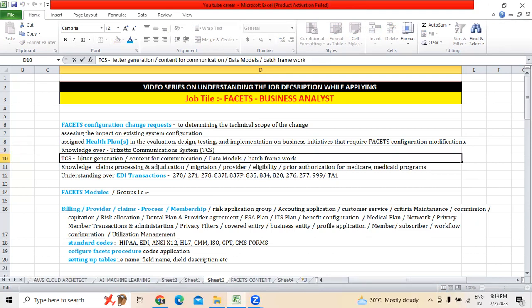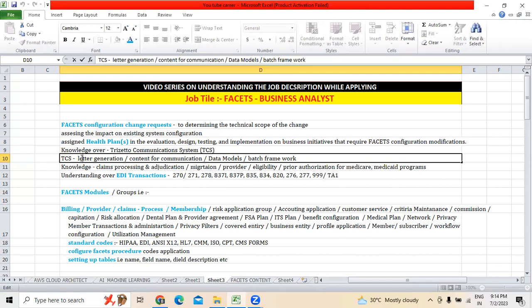Not only this, as I mentioned in the beginning, repeating the same, knowledge over claim processing and adjudication, followed by migrations that take place sometimes. Let's say, for example, organizations are using another application called QList. It's one more kind of application. Whenever they want to migrate from QNets to FACETS, that migration is required. So knowledge over the migrations is also essentially needed.